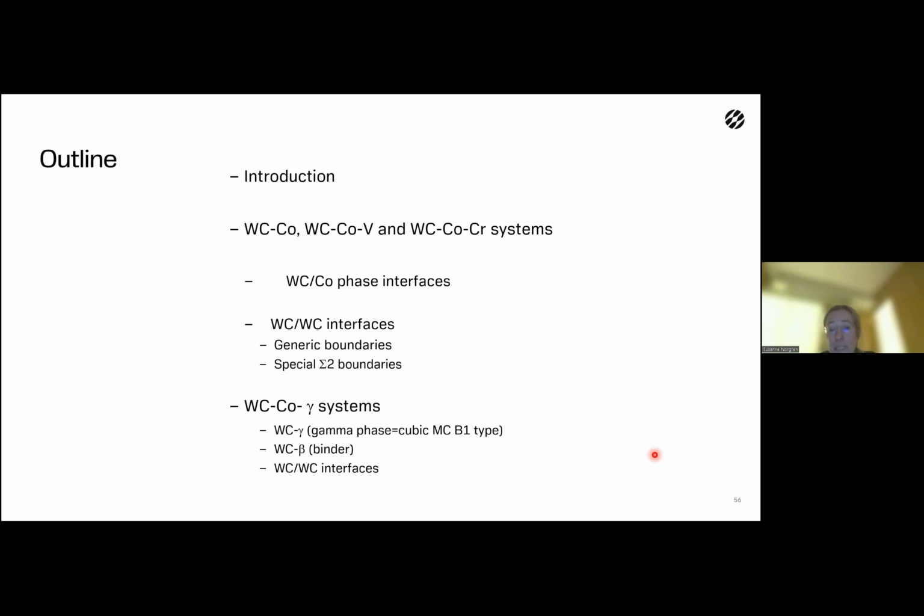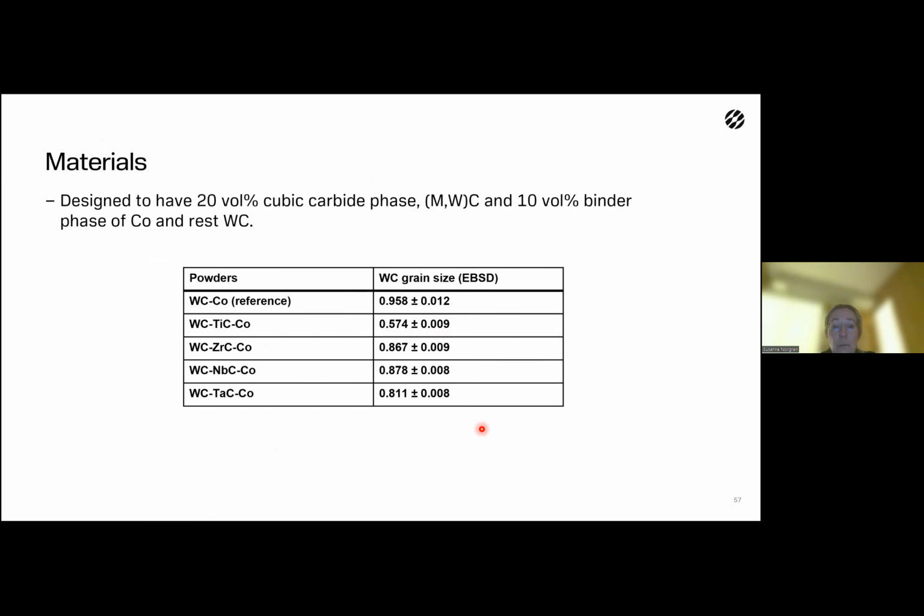And we now continue a little bit on interfaces. So there are also other cubic carbide formers than vanadium, and I will especially speak a little bit about titanium. And here you can see the reference and the impact on the grain size. And you can see that also titanium is a very effective grain growth inhibitor.